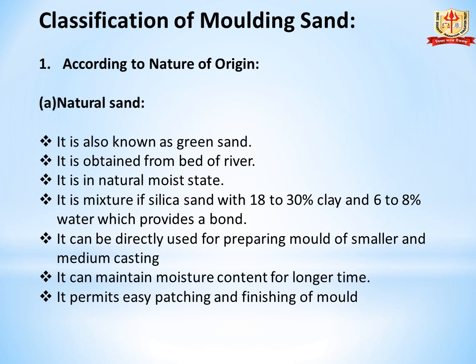Now we see classification of molding sand. Point number 1, according to nature of origin. First type of sand is natural sand. First point, it is also known as green sand. Point number 2, it is obtained from the bed of a river. Point number 3, it is in a natural moist state. Point number 4, it is a mixture of silica sand with 18 to 30% of clay and 6 to 8% of water, which provides a bond.